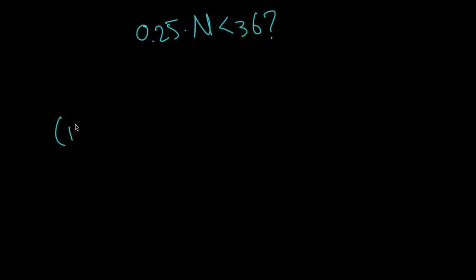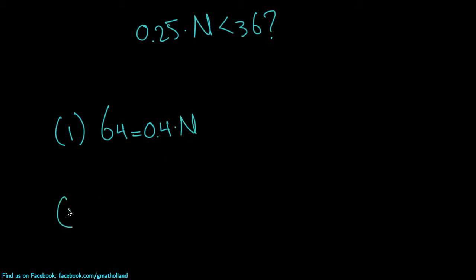The first piece of information you're given is that 64 is 40% of n. That is, 64 is 0.4 times n. And the second piece of information you have is that 75% of n is 120. That is, 0.75 times n is 120.